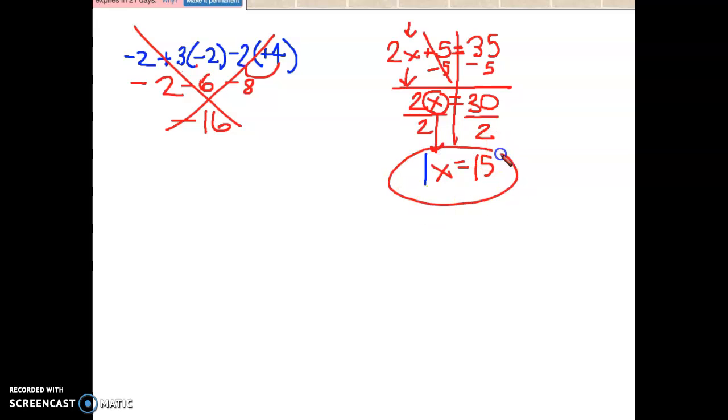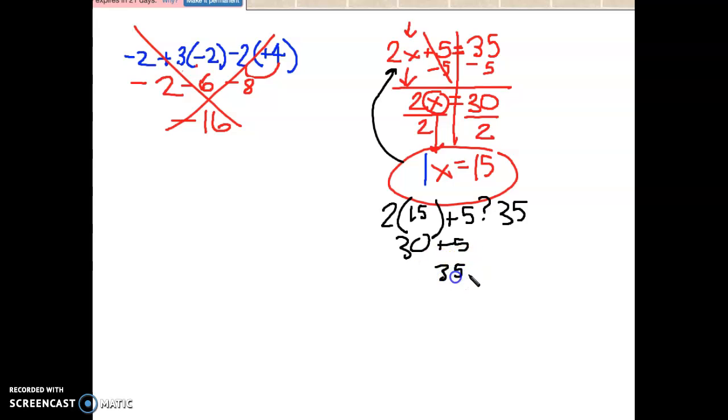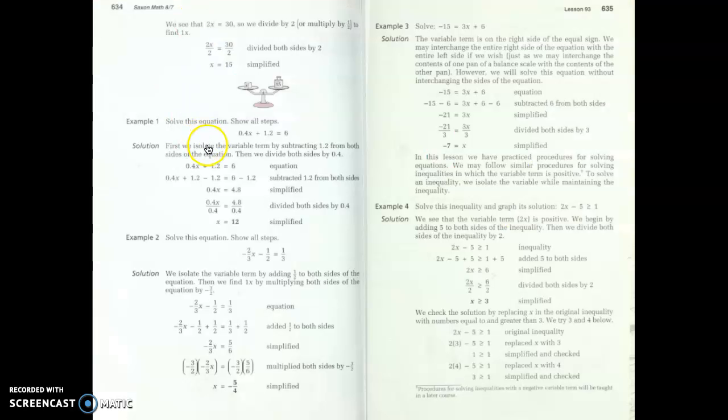If x is 15, then we're going to go ahead and put it back into our original equation, so that our equation is 2 times 15 plus 5. Does it equal 35? And if that value is 15, then we should have 35 on this side and 35 on this side. Well, 2 times 15 is 30. We know 30 plus 5 is 35. So yes, 35 does equal 35, which means this is the correct solution for that problem. Let's do the next one.